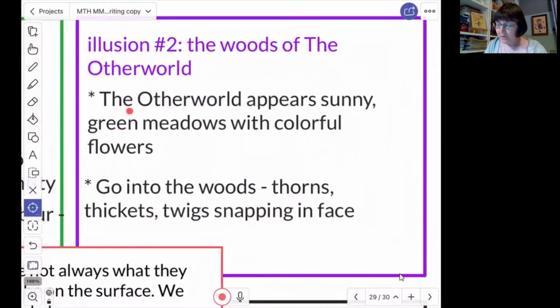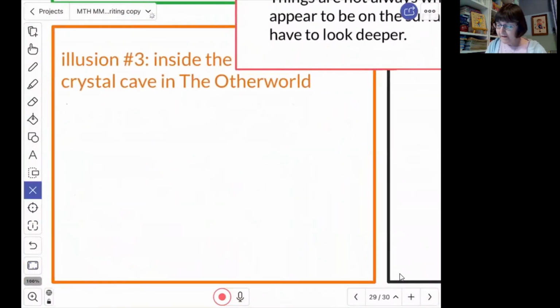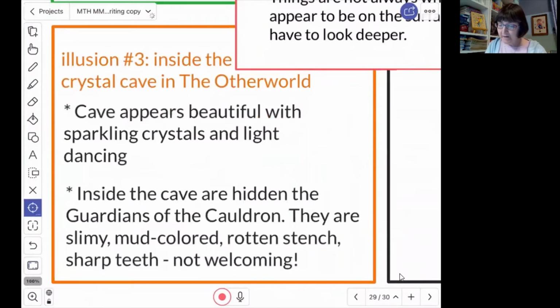And I noticed, well, the other world appears sunny, green meadows with colorful flowers, but if you go into the woods, there's thorns, thickets, and twigs snapping in the face. And then for illusion number 3, in the crystal cave, it appeared beautiful, okay? When something appears, we're really talking about on the surface, what we see with our eyes when we just look at the outside of it.